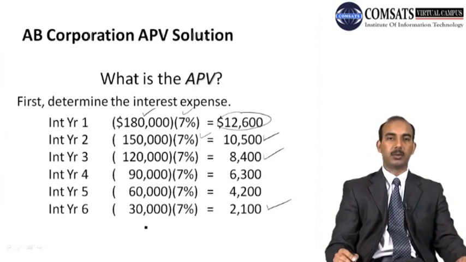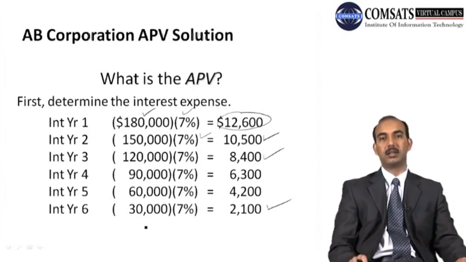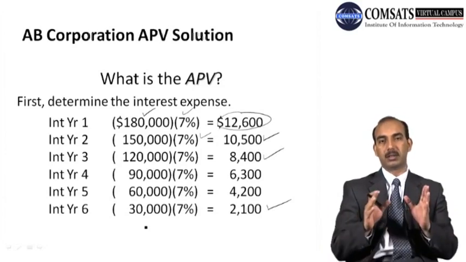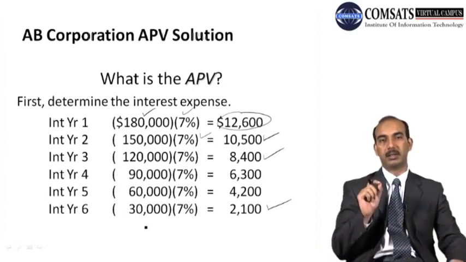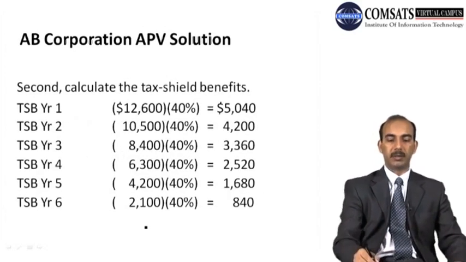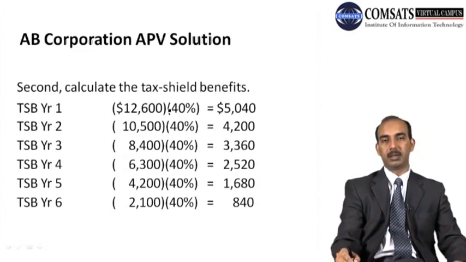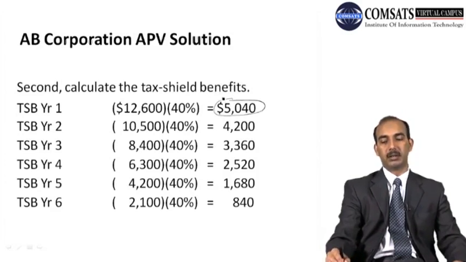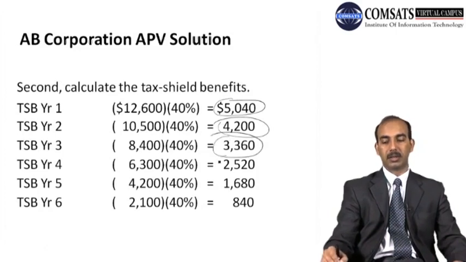Now against this, as you know, interest expense is a tax deductible expense, and against it there are some tax benefits. So now we calculate that tax benefit. You can see here the tax shield benefit for the first year: we have the tax rate equal to 40%. So the tax shield benefit for the first year is 40% of the interest payment, that is $5,040, and gradually we calculate for all the years. So these are the tax savings in fact.